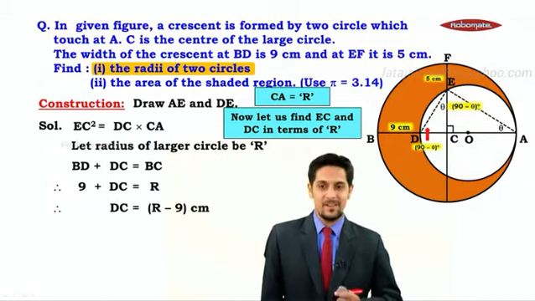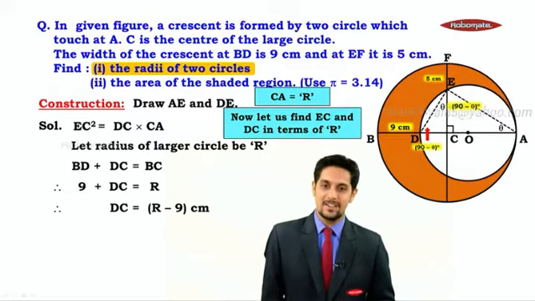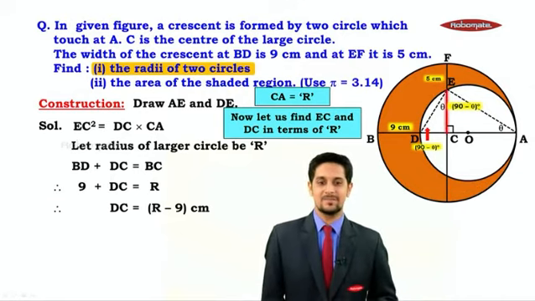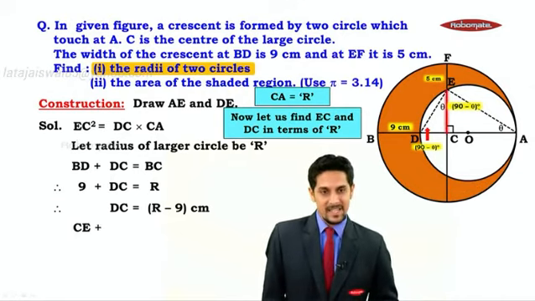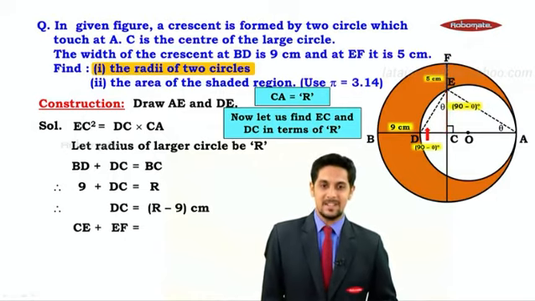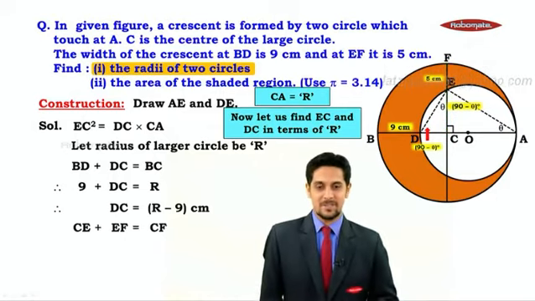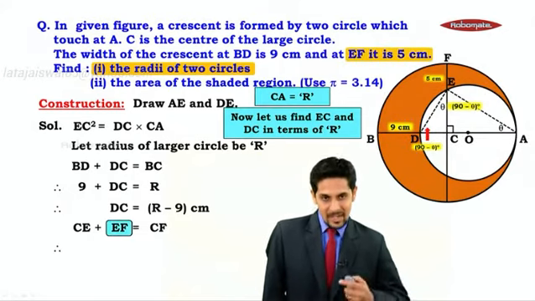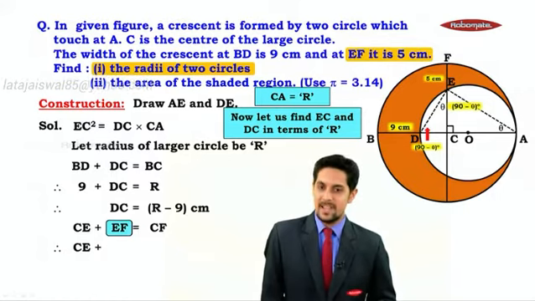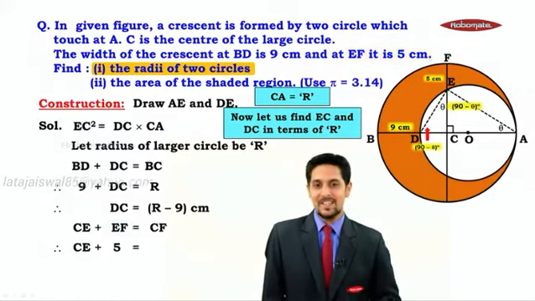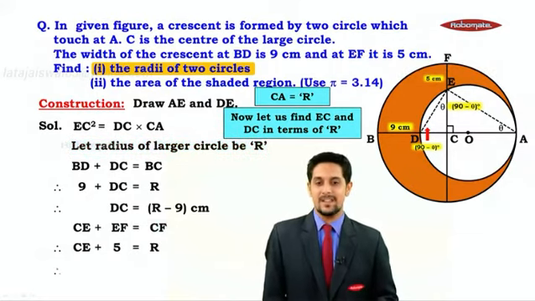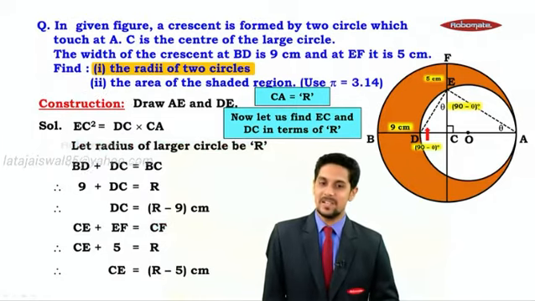Students, we have calculated the value of DC in terms of R. Now let us understand the value of EC in terms of R. If you observe, CE plus EF gives us CF. Let us again substitute their respective values. We have the value of EF given to be 5 centimeters. Therefore, CE plus 5 is equal to CF, which is the radius denoted by capital R. Again, we have CE is equal to R minus 5 centimeters.